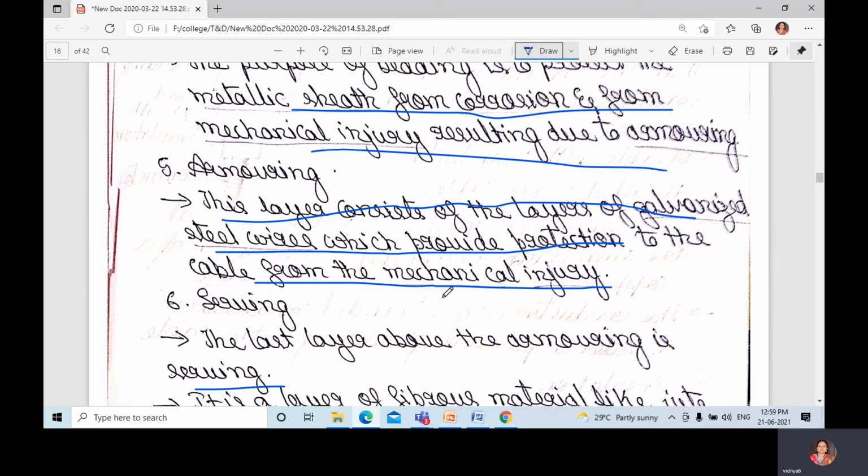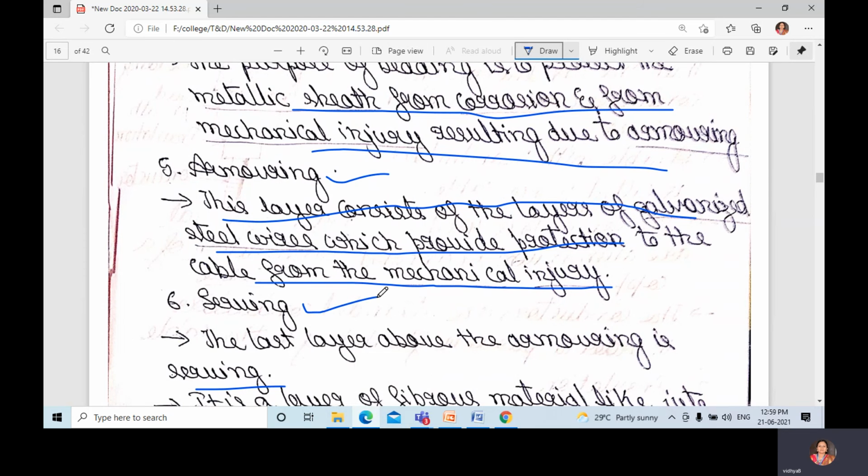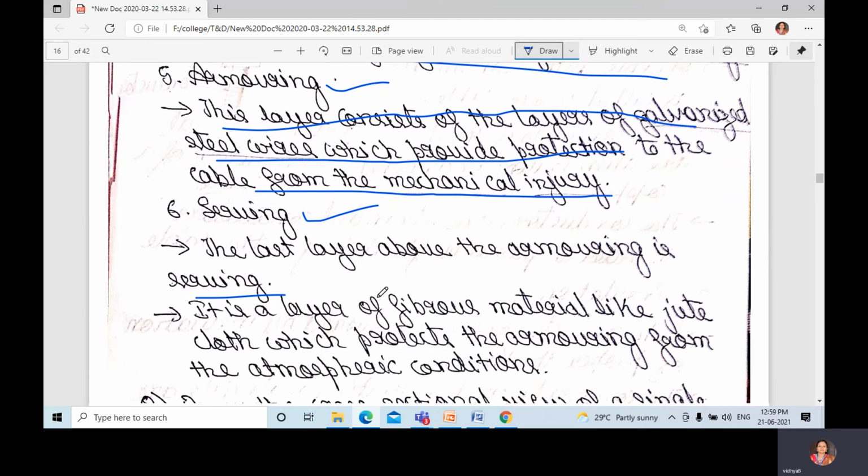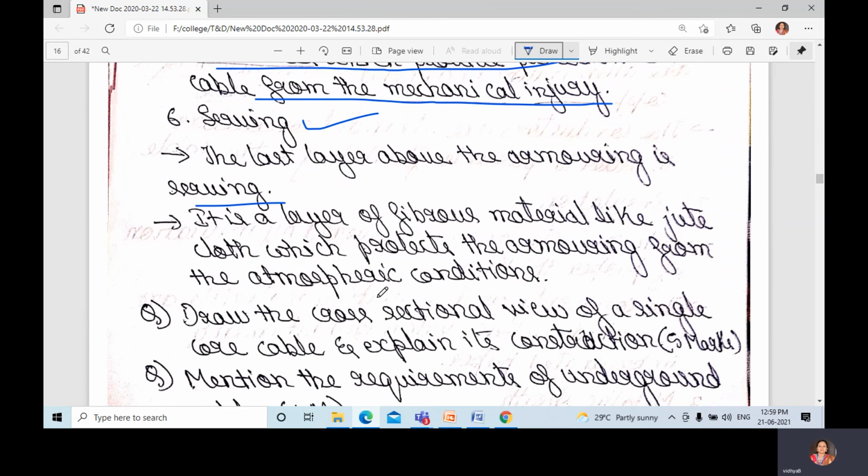For that protection purpose, armoring is used. And finally, the coating for the overall layers, serving. It is a layer of fibrous material like jute or cloth, which protects the armoring from atmospheric conditions, such as wet conditions, moisture content and heat underground. Due to many atmospheric conditions, the cable should not get damaged. For that purpose only, the outer surface has the serving.